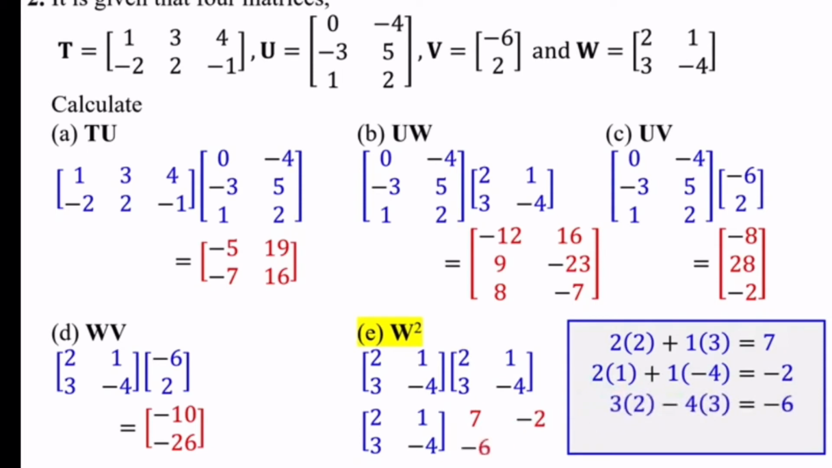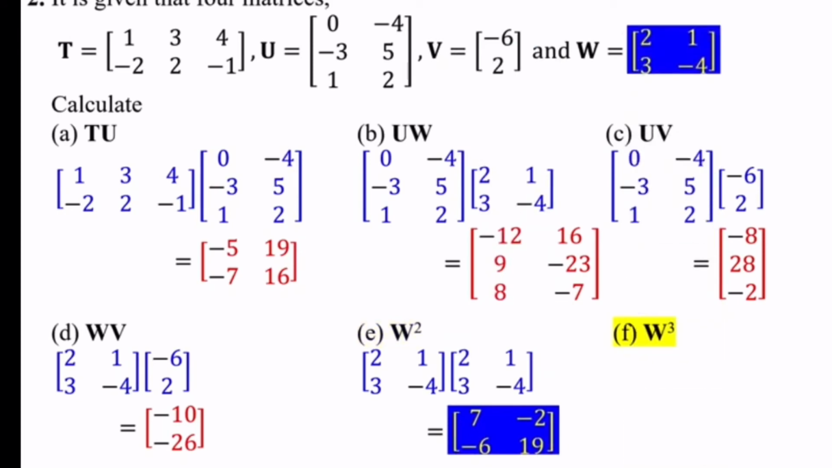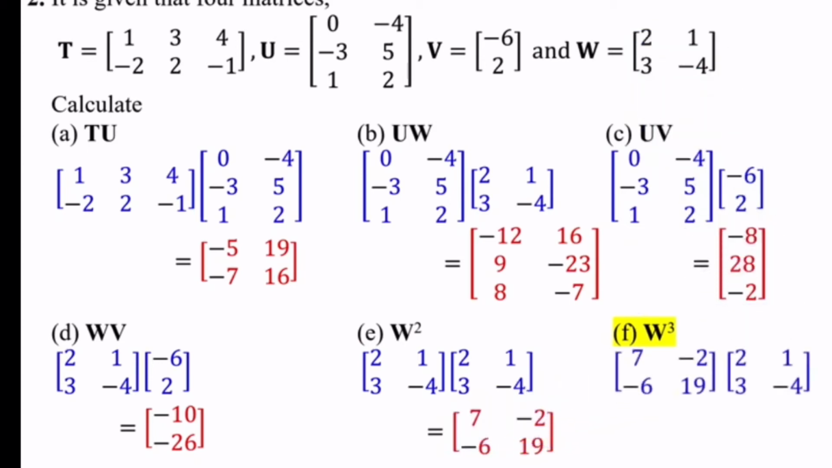And the final one is, after we do, we have to rewrite again, follow the row and column. The last one is 19. So let's write the answer properly. Follow the row and the column: 7, negative 2 and negative 6, 19 with a rectangle bracket. And for W cube, we are going to take just now the answer times the W. Again, we will do it carefully so that we can get the answer.